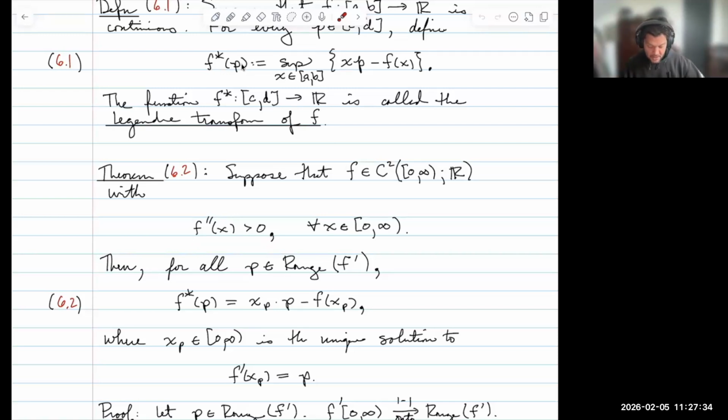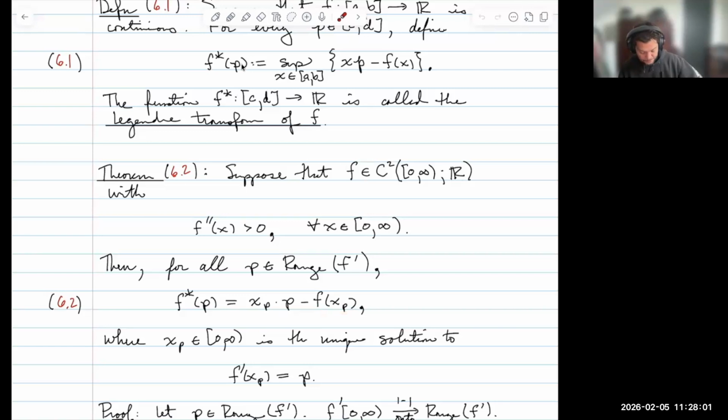Then for all p in the range of f prime, why are we taking p from the range of f prime? That seems strange. Well, that's the natural domain of this Legendre transform. So p is in the range of f prime for some reason. We'll get back to that in a minute. F star of p is equal to x sub p times p minus f of x sub p.